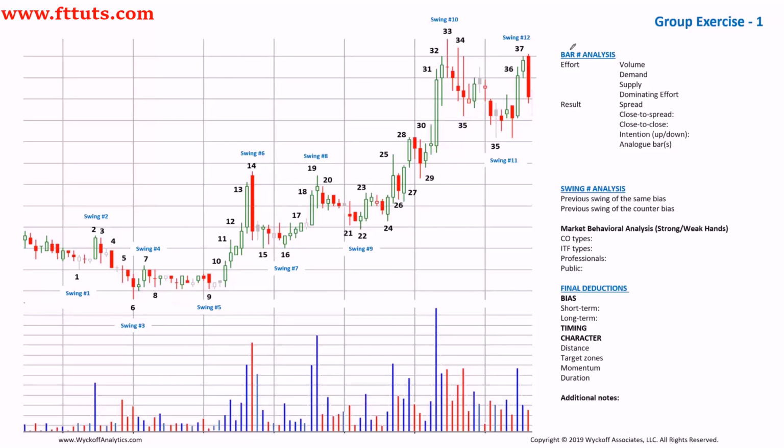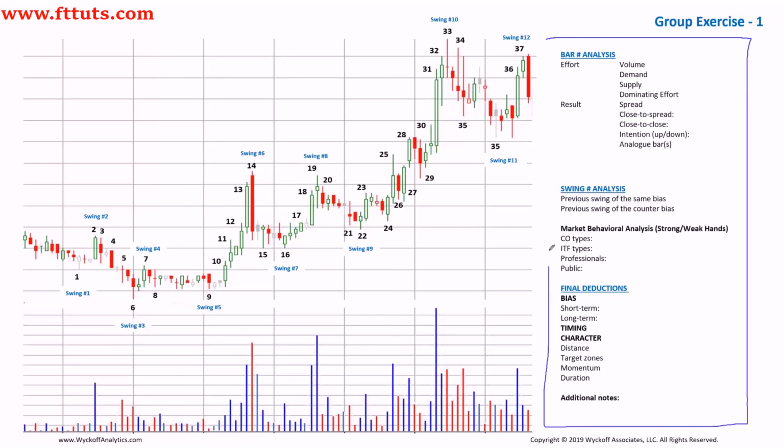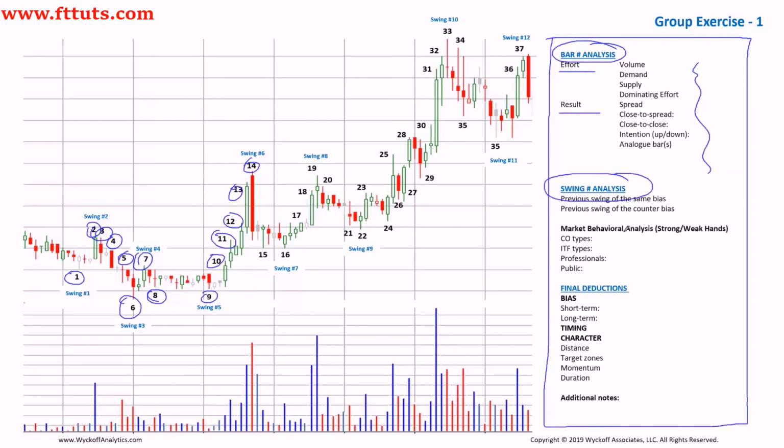And because of this logic, I'm trying to create a specific way of how we would be thinking about this analysis. So I want you to think about a bar analysis first, and each bar, not each bar, but each significant bar that I want us to discuss has some kind of number assigned to it. And then we're going to discuss it from the point of view of the effort and the result, exactly what we went through just now. And then we're going to discuss a swing analysis. So we're going to look at the current swing, so let's say swing number 3, and we're going to discuss, relative to this swing, the previous swing to the downside, what characteristics we see, and then the previous counter swing, like this one right here.